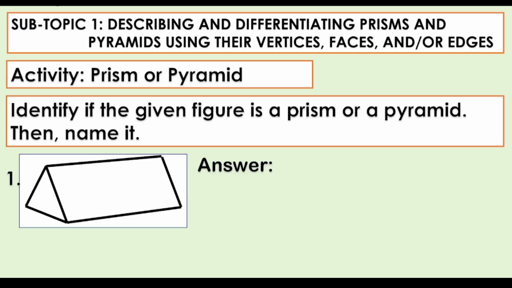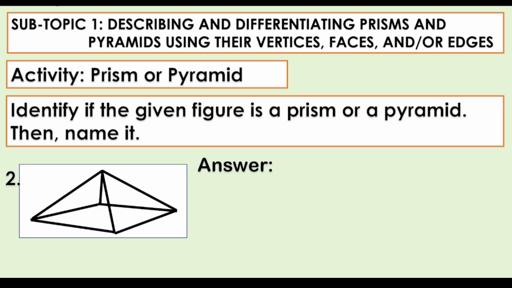Subtopic 1. Describing and differentiating prisms and pyramids using their vertices, faces, and/or edges. Activity. Prism or pyramid. Identify if the given figure is a prism or a pyramid. Then name it. Number 1. Answer. Prism. It is a triangular prism.